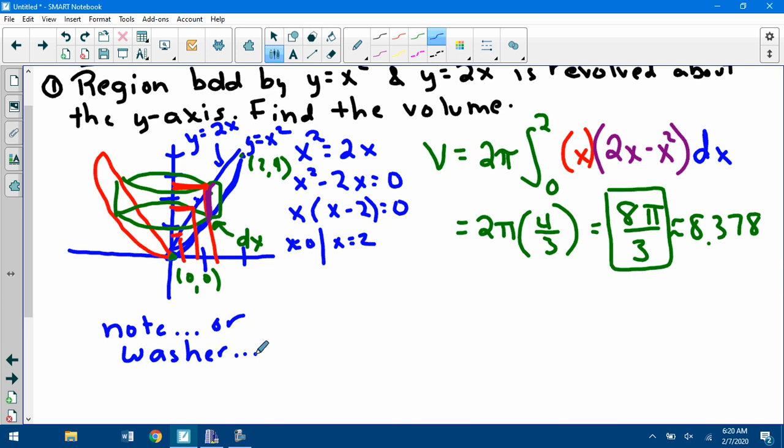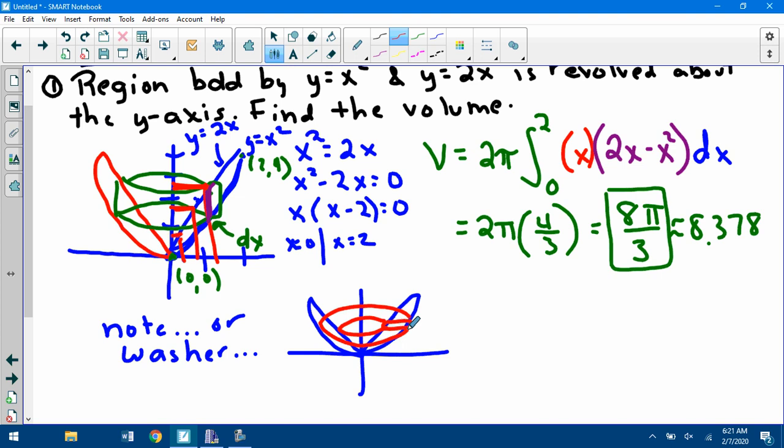If I use the washer, then I'd have to have my rectangle going the other way. So same idea, right? There's my region. But now I need my rectangle going this way, because if you're using a washer, it's got to be perpendicular to your axis of rotation. There's my washer.